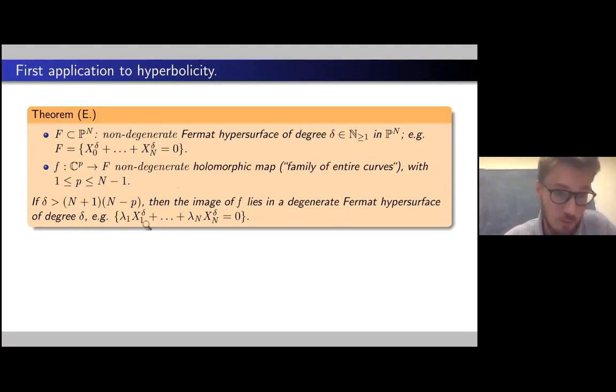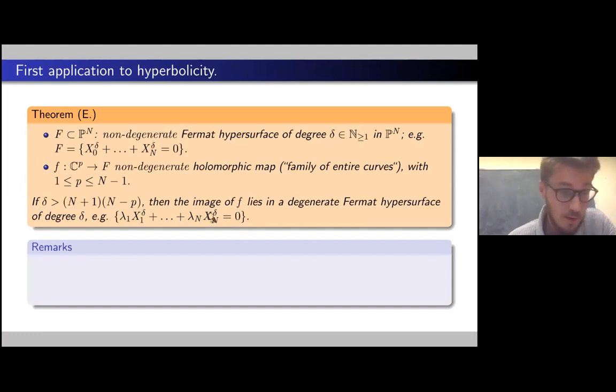By degenerate, here we mean that there is at least one coordinate that does not appear in the equation. So for instance, we can say that it's included in this Fermat hypersurface with certain coefficients.